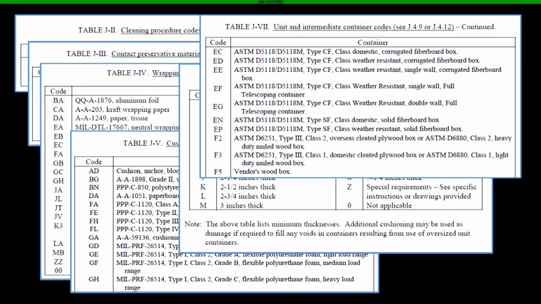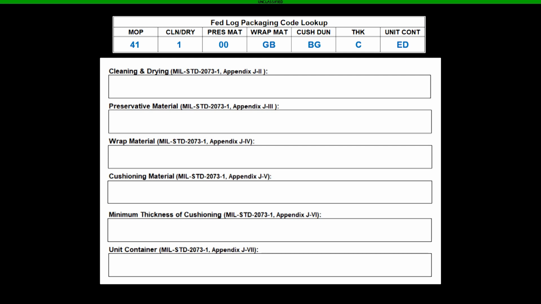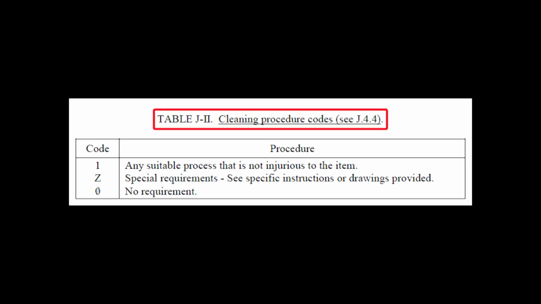Referencing our worksheet, we observe the next code after the MOP is cleaning and drying. This information can be found in Table J2. The table informs us that for a code of 1, we are to employ any suitable cleaning process that is not injurious to the item. Record this information on the worksheet.